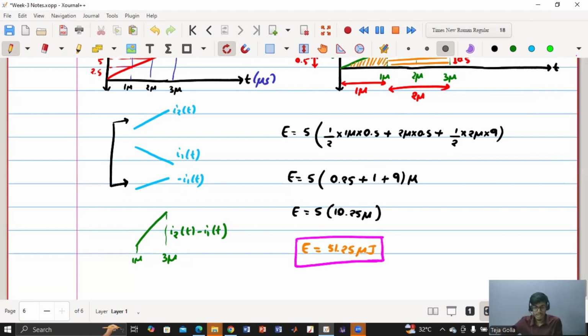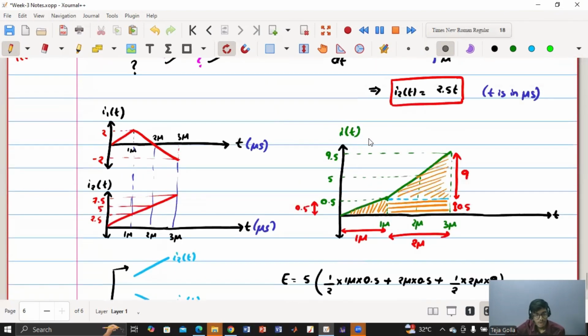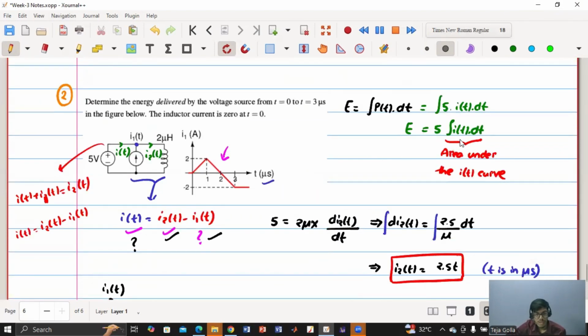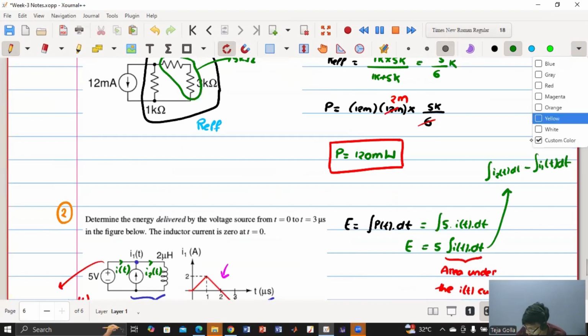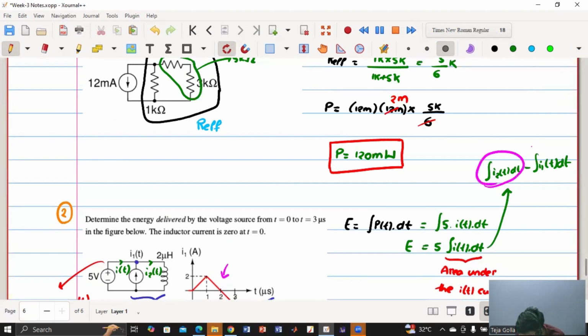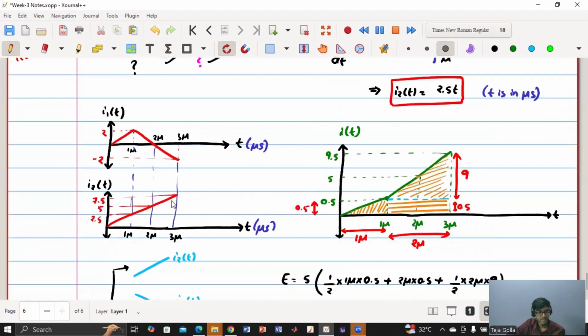So if you find it difficult calculating I of t, another thing you can do, maybe this could be easier for you. Instead of complicating things, you can write integral I2 of t dt minus integral I1 of t dt. So you can find the area under the curve of this, and then the area under the curve of this, and then subtract. That also you can do, which would be easy. I2 of t area under the curve minus area under the curve of this, which will be easy for you.